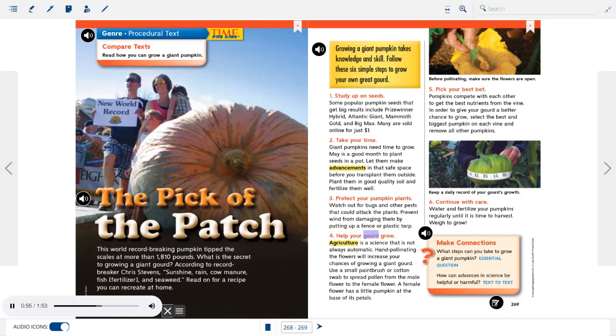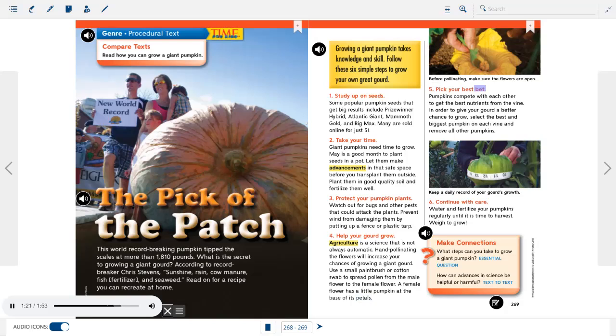4. Help your gourd grow. Agriculture is a science that is not always automatic. Hand-pollinating the flowers will increase your chances of growing a giant gourd. Use a small paintbrush or cotton swab to spread pollen from the male flower to the female flower. A female flower has a little pumpkin at the base of its petals.